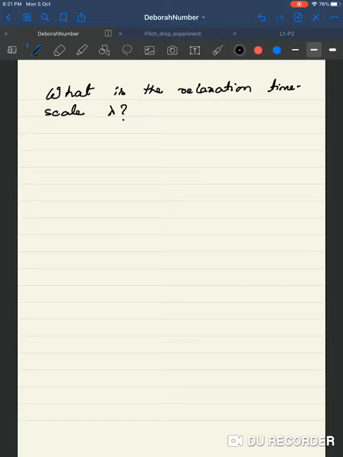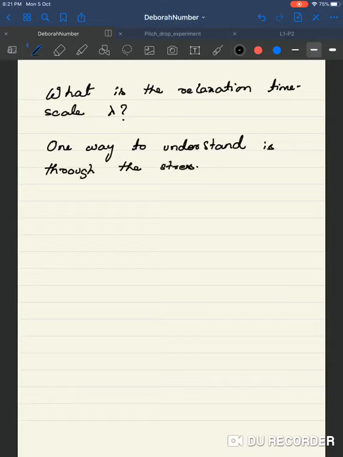So one way to understand it is through the stress relaxation phenomena. What is the stress relaxation phenomena? Well, it sounds like a heavy name, but I promise you it is not. It's actually a pretty simple idea.